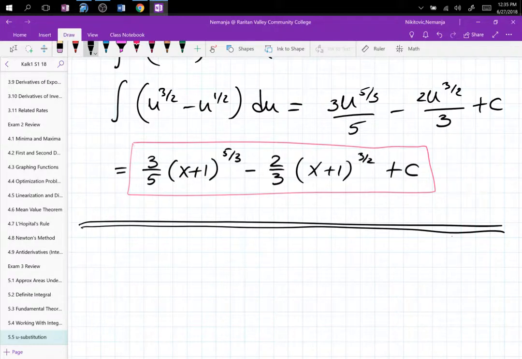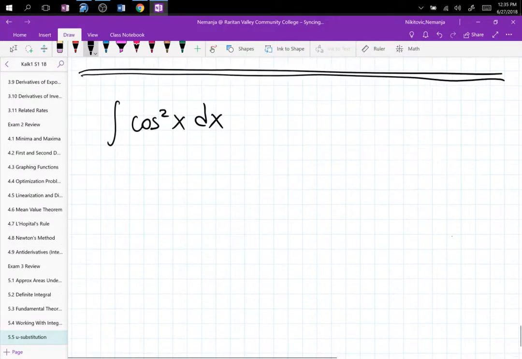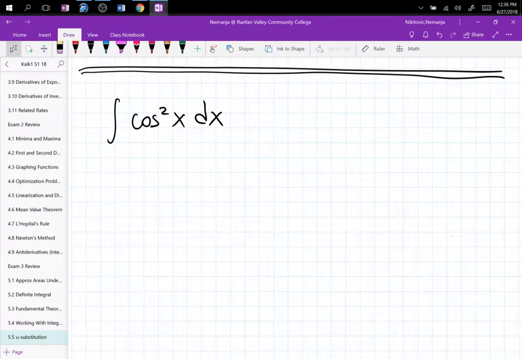So if you are looking at the problem, the integral of cosine squared x dx, this particular problem is not a basic integral because of the square, but it's also not u substitution because there is no sine x for our du part. So none of these techniques work. And the only way to solve this problem is to know the reduction of power. They're called power reducing formulas in trig.